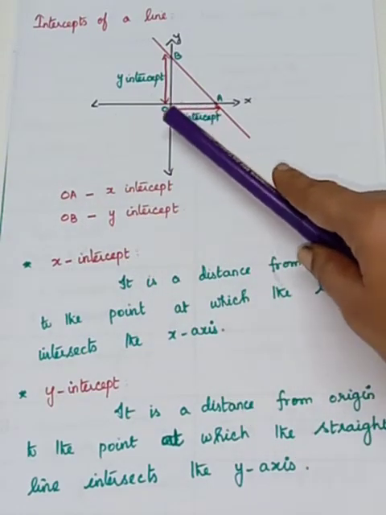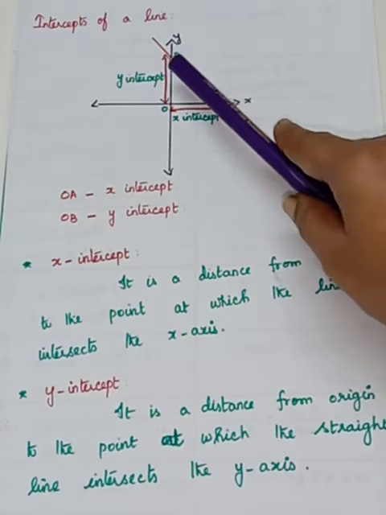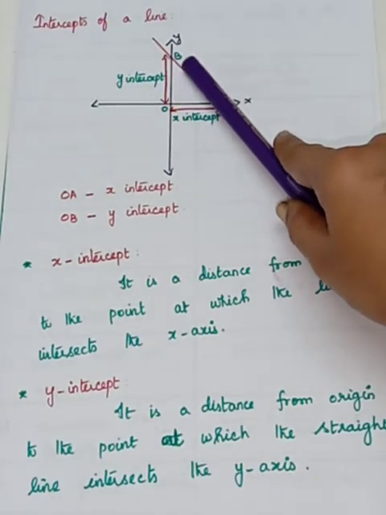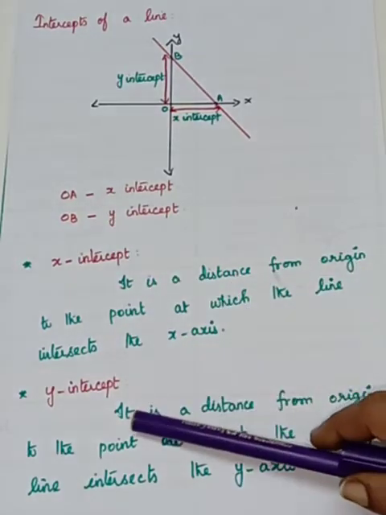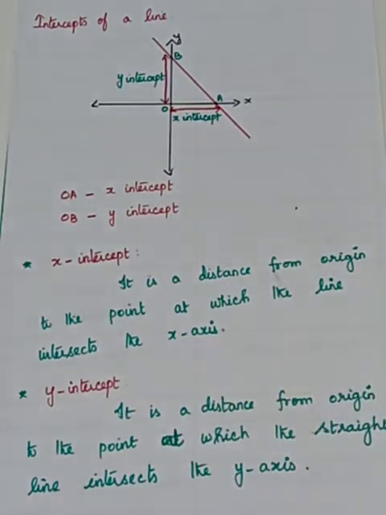In the same way, if the straight line cuts the y-axis at a point B, then OB is called the y-intercept. So what is the y-intercept? It's the distance from the origin to the point at which the straight line cuts the y-axis.